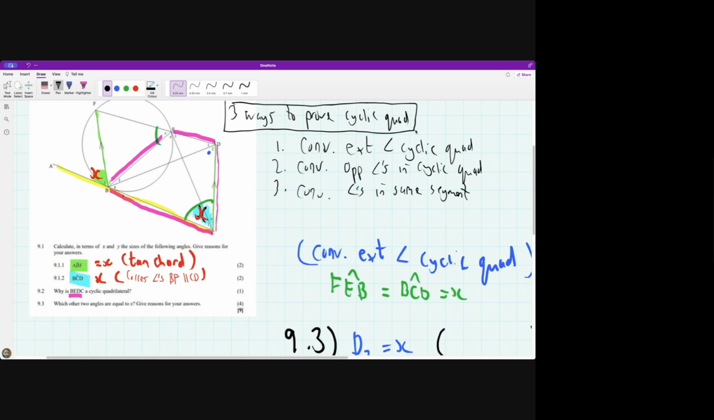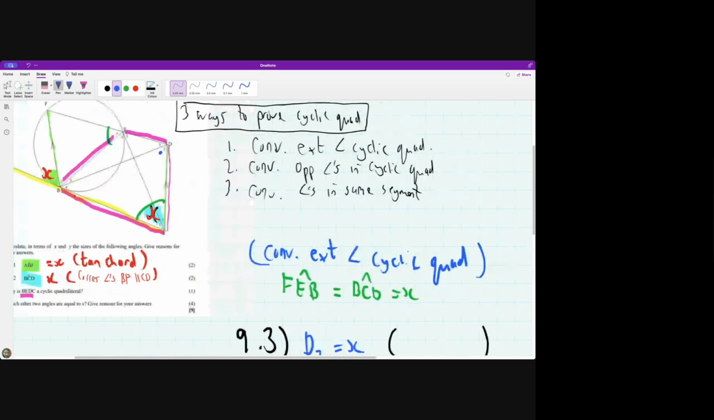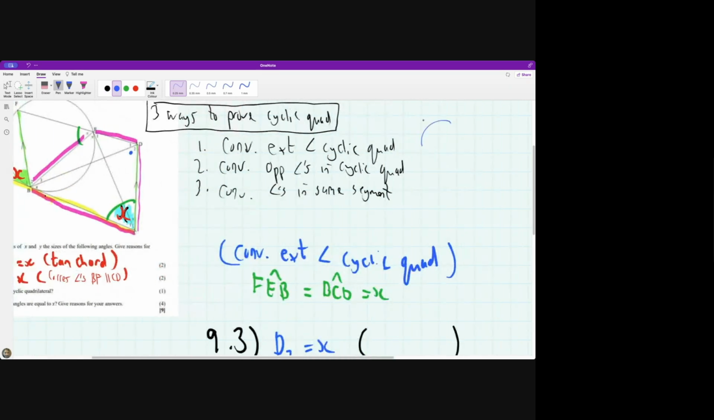So those are the 3 reasons. What you're doing in terms of the shape is, if you have a quadrilateral, and you can show that the exterior angle is equal to the interior opposite angle, you then know that this thing is a cyclic quad. If you can show that the opposite angles are supplementary, so together they add up to 180, then it's a cyclic quad.